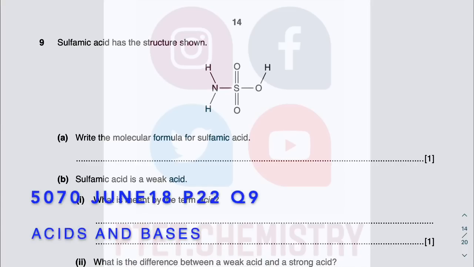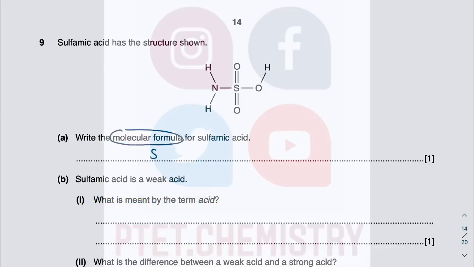So question 9. In this question, they want the molecular formula, which is actually defined in O-level as the total number of atoms present in one single molecule. This is one single molecule. So total up the number of atoms. There's 1 sulfur, 3 oxygen, 1 nitrogen, and 3 hydrogen. Okay, 1, 2, 3 there.